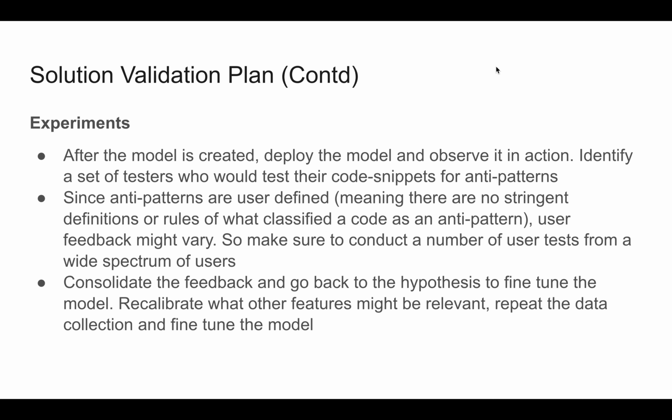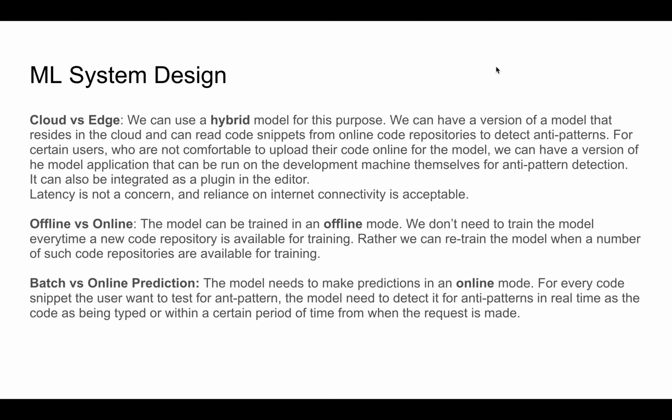So after this model is created, we will deploy it, we will observe it in action, we will identify a set of testers who can test these code snippets for anti-patterns. And as I said, since it is very specific to user input, we would need to collect user feedback and we would use this feedback to further fine-tune the model. We will use the feedback to recalibrate what other features might be relevant, repeat the data collection, and then further retrain and fine-tune the model.